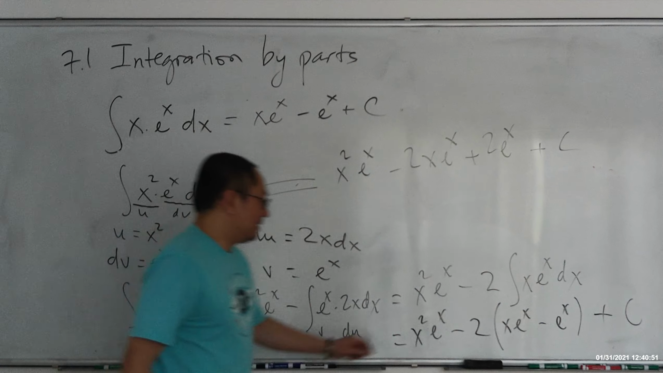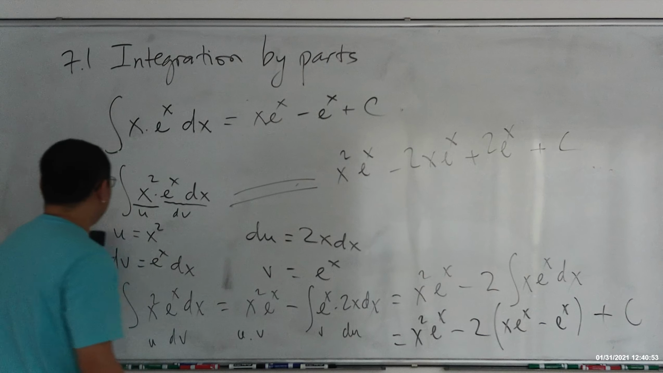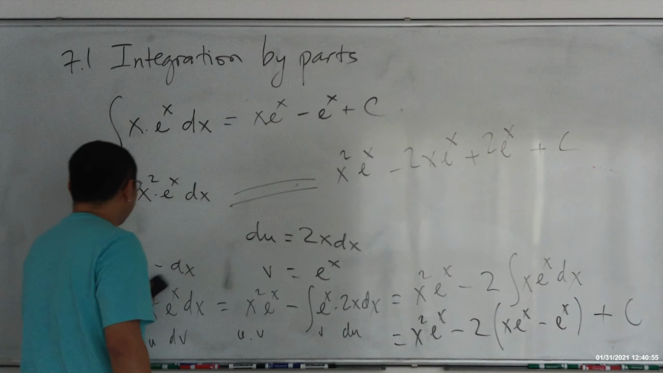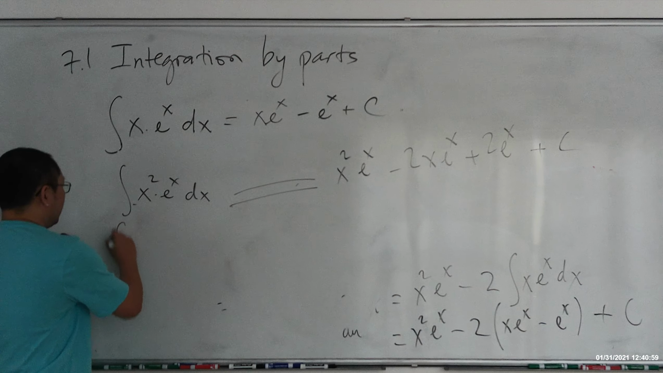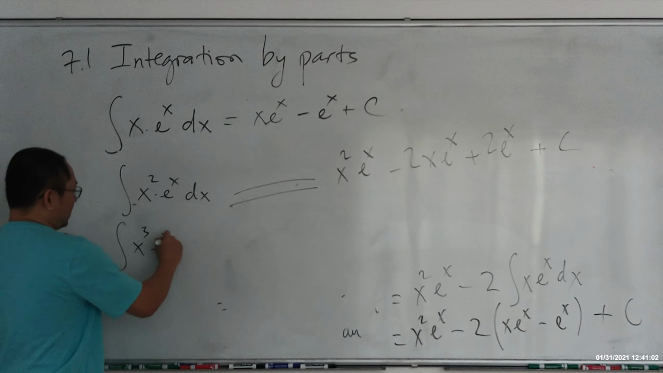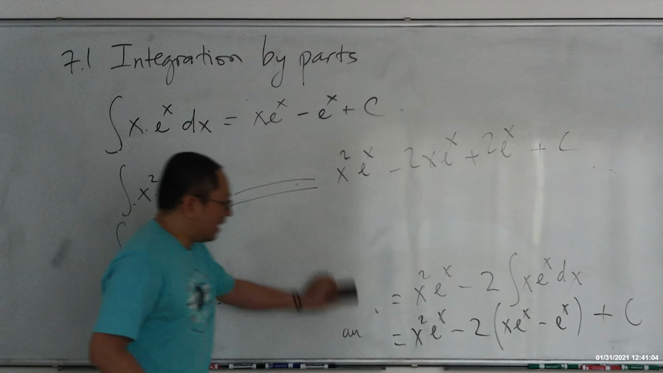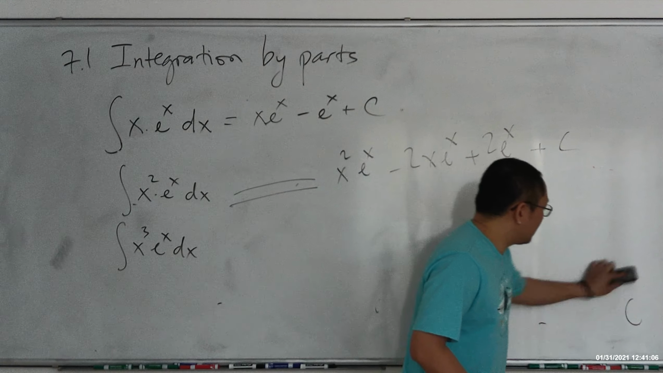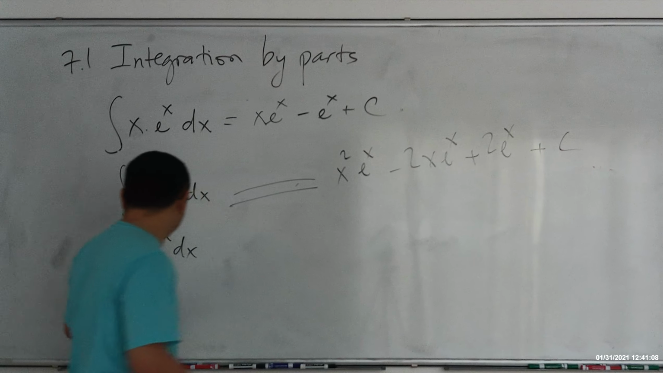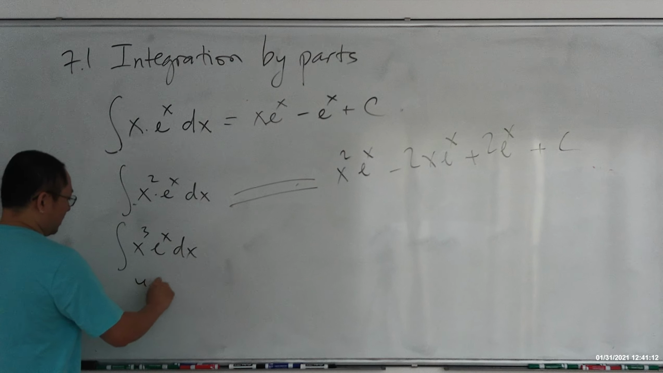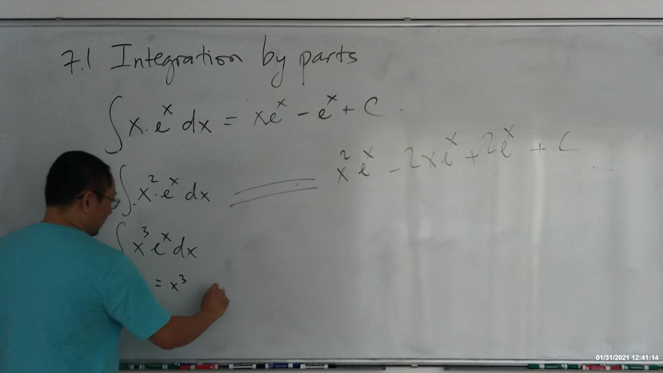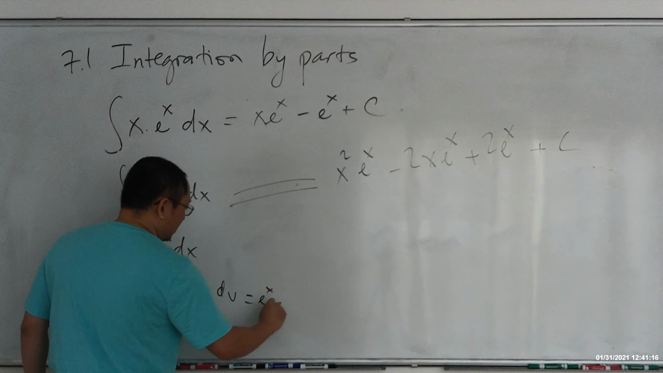Okay, you may see the similarity. What if you see a question like this? Instead of x squared, we have the integral of x cubed e to the x dx. Same type of problem, it's just more complicated because you have x cubed. Integration by parts will work. u equals x cubed, dv is e to the x dx.